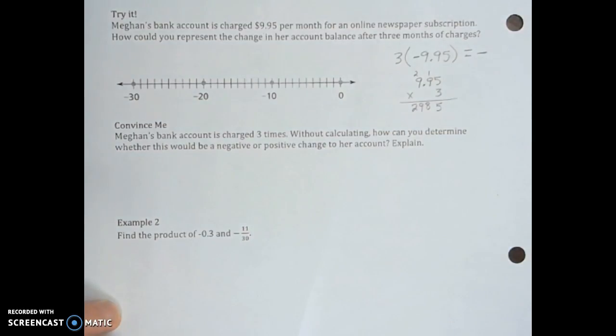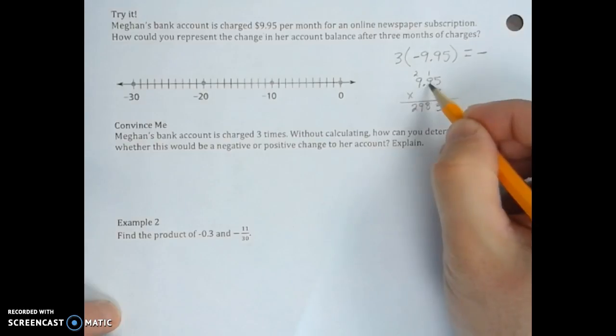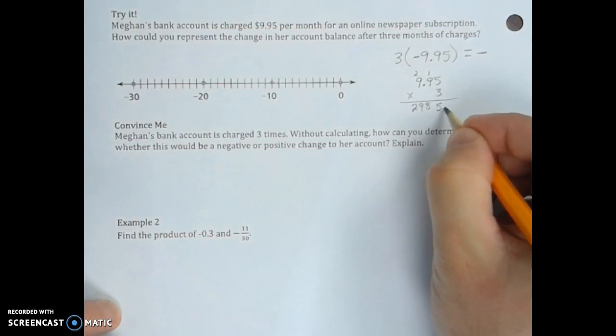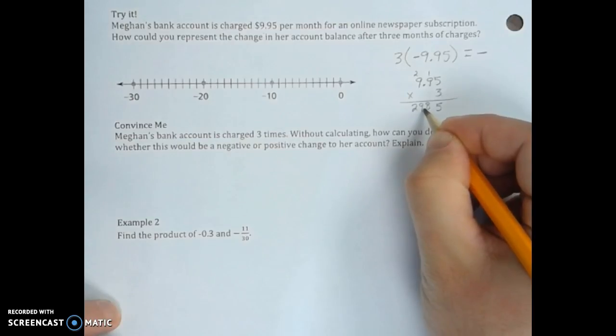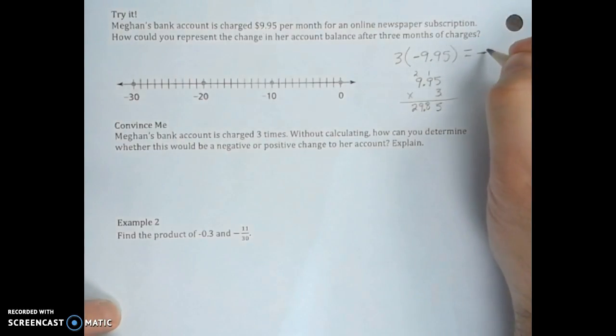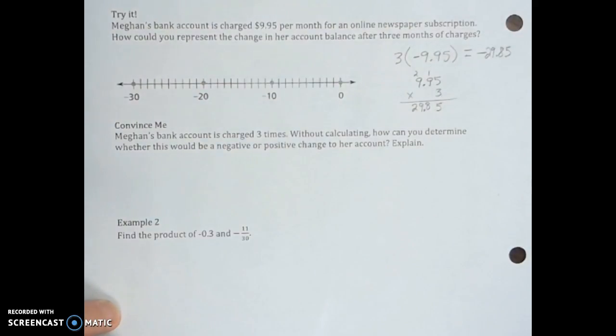And now again, we have to decide the placement of our decimal. Well, this is hundredths times whole. Hundredths times the whole value is still hundredths. So I'm going to move my decimal point in twice because that's hundredths. And so now I know my answer to this, 3 times negative $9.95 is going to be negative $29.85. Okay, and again, I can show that on my number line here.